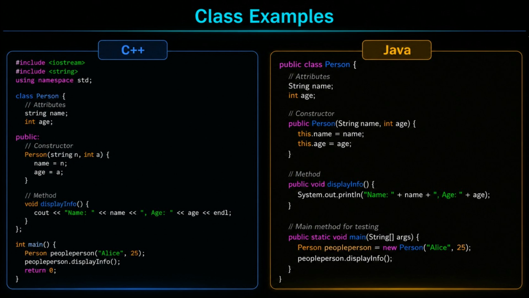Here's a simpler Person class in C++ and Java without private attributes, just public name and age, a constructor, and a displayInfo method. This version skips encapsulation entirely, showing the bare minimum a class needs: attributes, a constructor, and at least one method before we build controlled access back in.